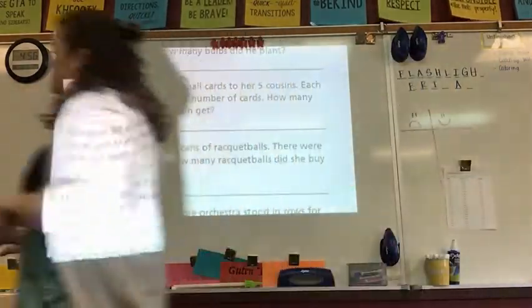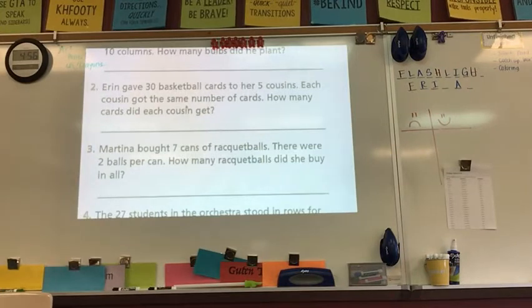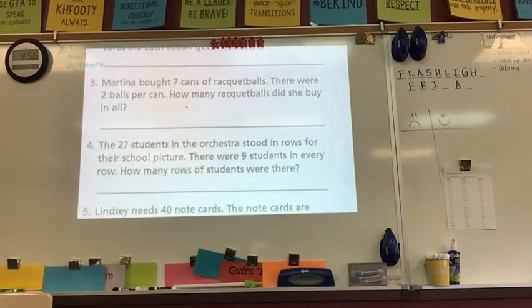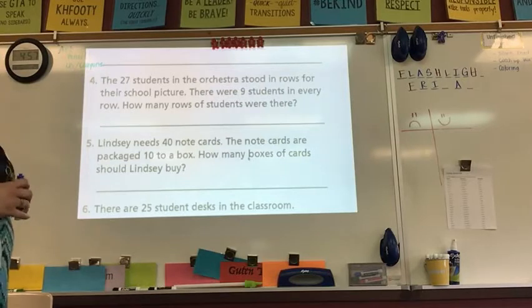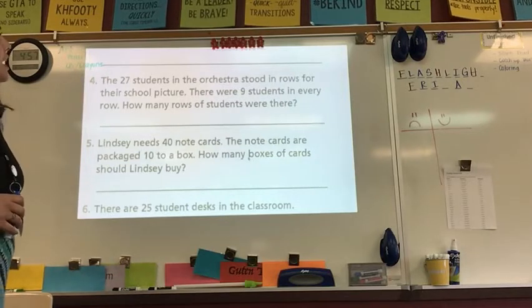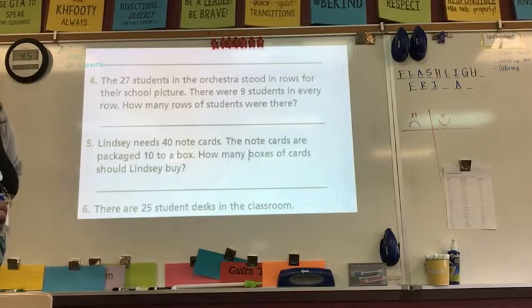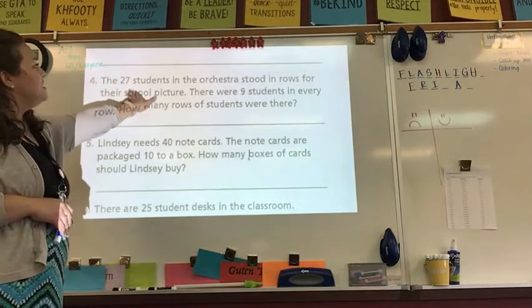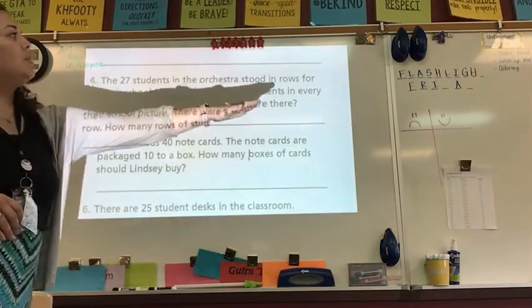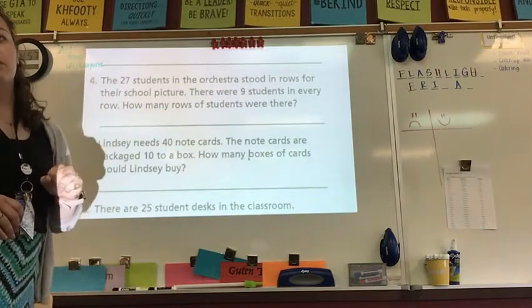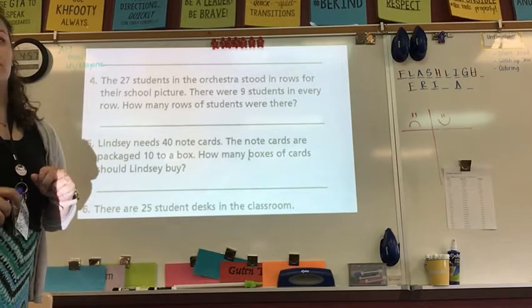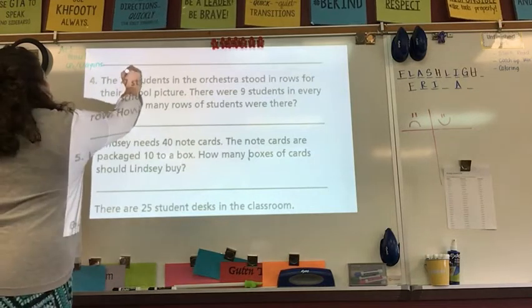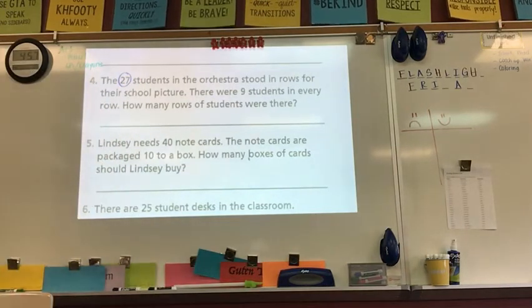So, this next one says, Martina bought 7 cans of rice. Ooh, actually, we're gonna move on to numero cuatro. Number 4. The 27 students in the orchestra stood in rows for their school picture. Reread that first sentence with me to think about some key information. The 27 students in the orchestra stood in rows for their school picture. What would be some key information? Yeah, there's 27 students. And there's one more thing I wanted you to hear in that one.